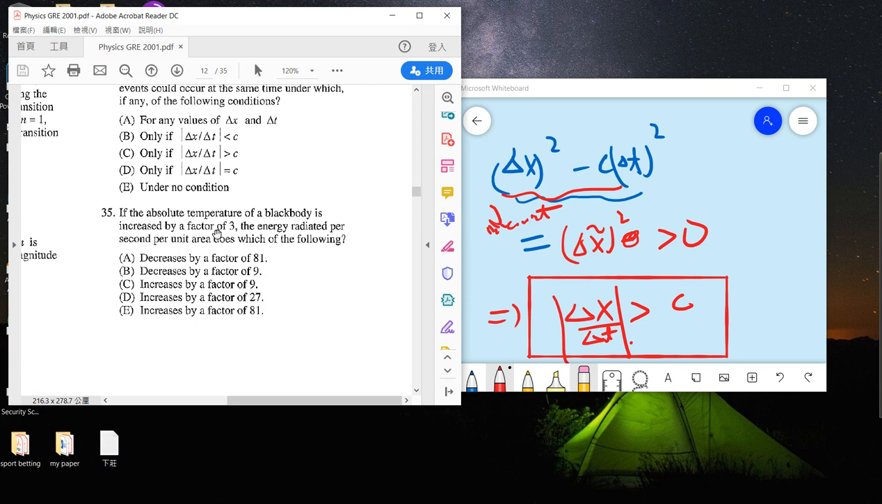Okay, the blackbody temperature is increased by 3 times. So basically what you have is Stefan's law, which tells you power is proportional to the temperature to the fourth power. So the answer is an increase by a factor of 81. So the answer is E.